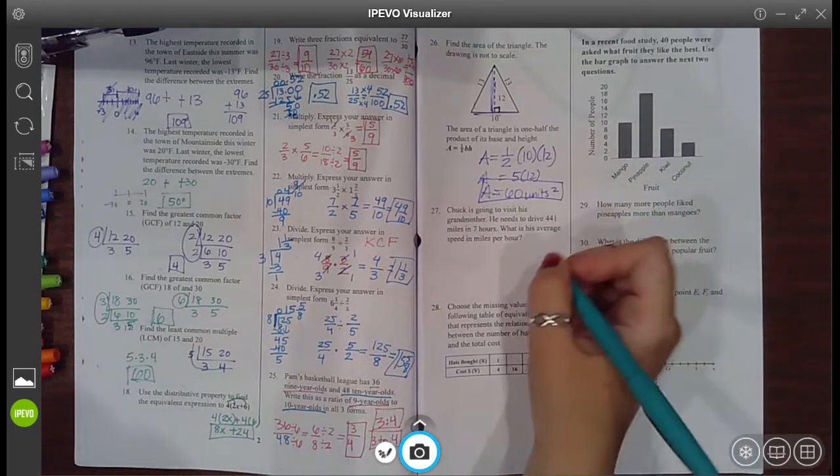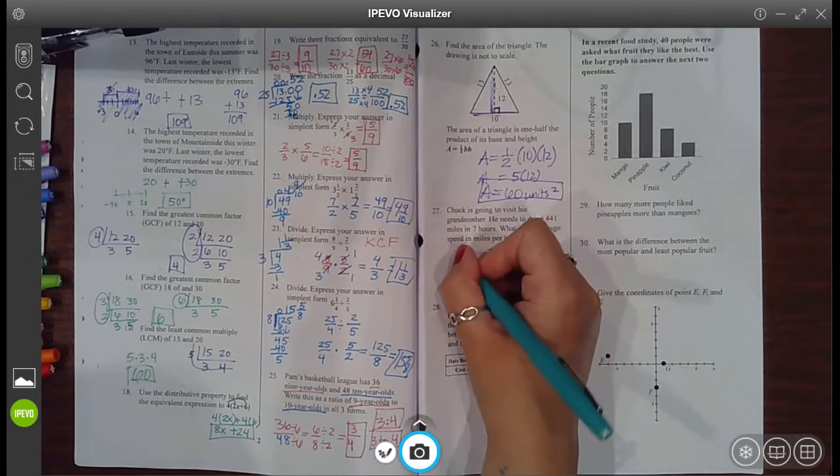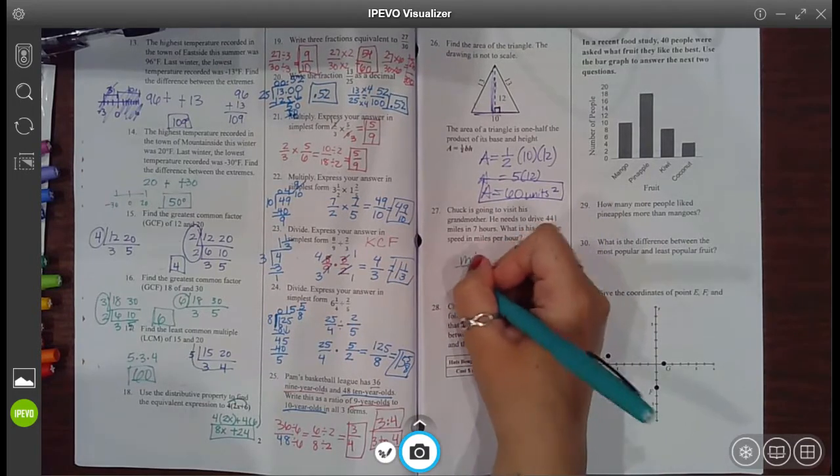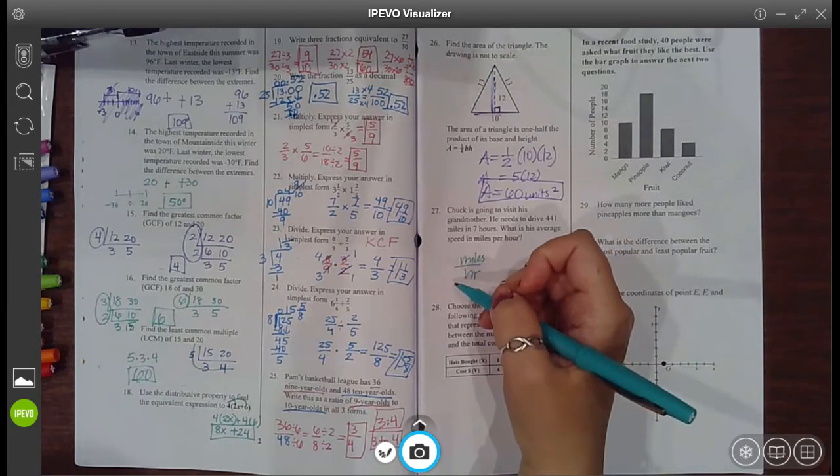Okay, the next one says Chuck is going to visit his grandmother. He needs to drive 441 miles in 7 hours. What is his average speed in miles per hour? So it wants miles per hour. And when it wants the average, it wants it in how many for just 1 hour.